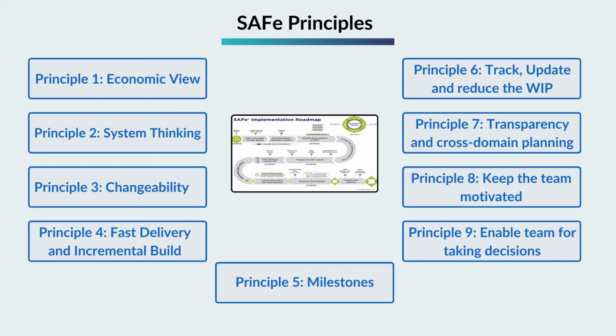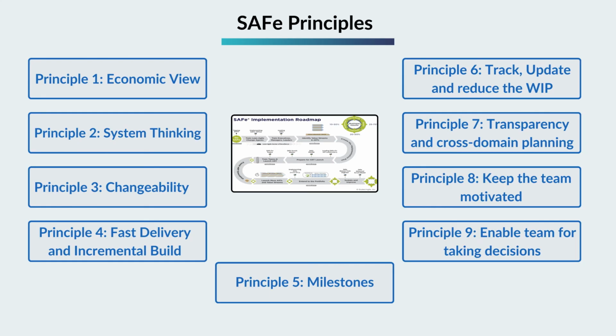Principle 2. System thinking. In large projects, the SAFe framework suggests that each team should have a high-level idea about how each part, process, and system works together to form the bigger product. The workflow should be focused on removing silos and building cross-functional teams.